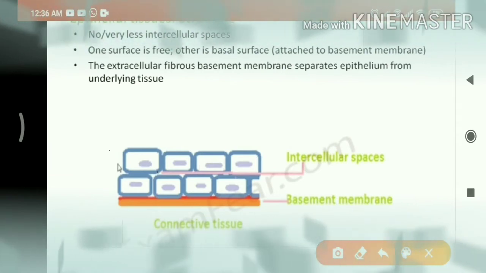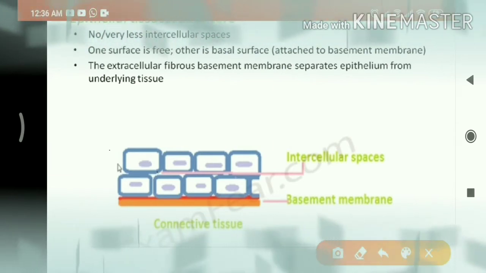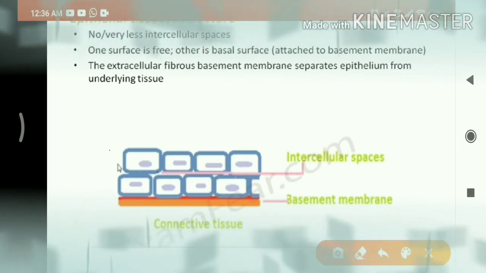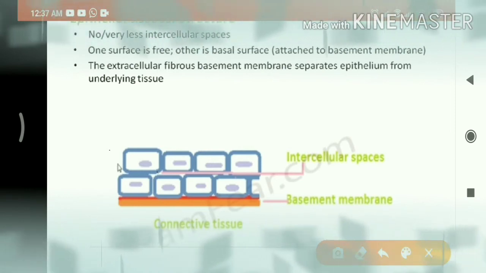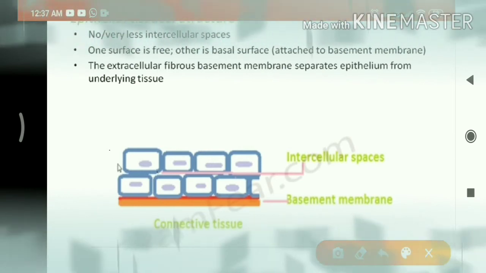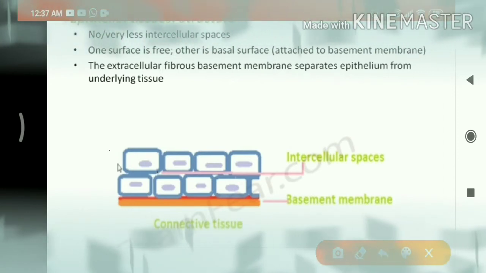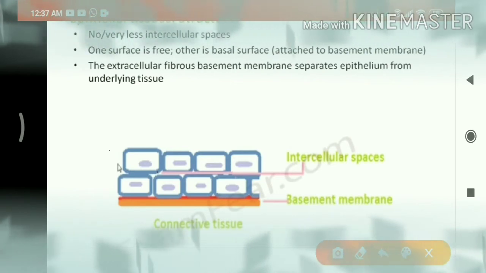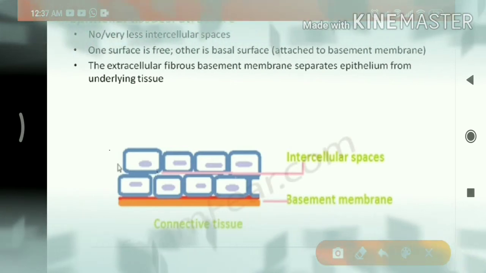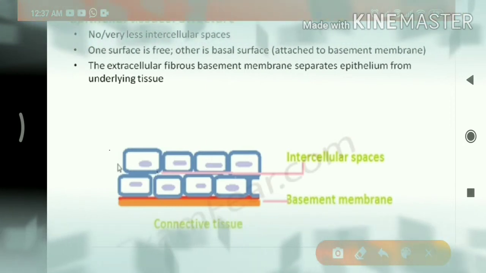This is one cell, two cell, with some gap. When this gap is called the intercellular space, right? So here in this picture you can see there is no intercellular space present. In a previous slide we already studied that.